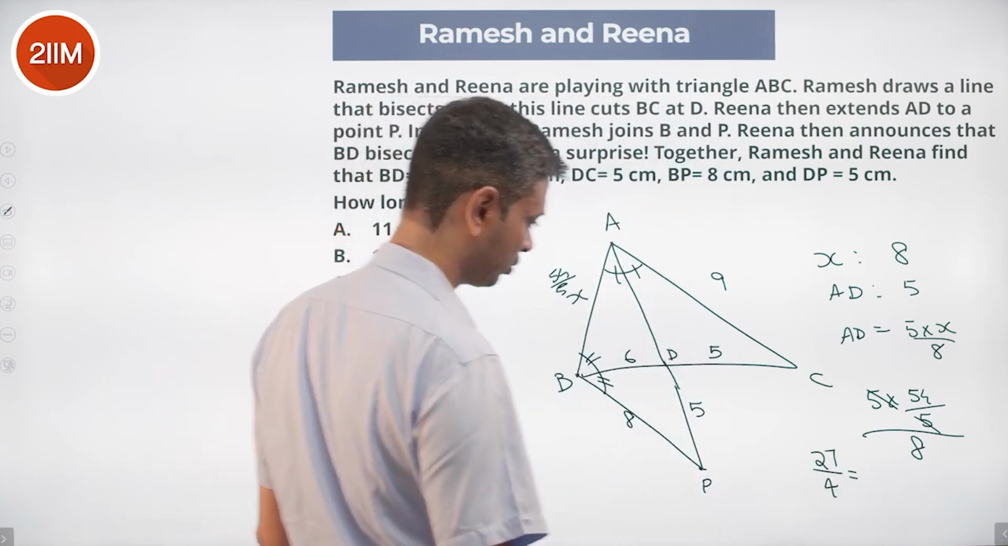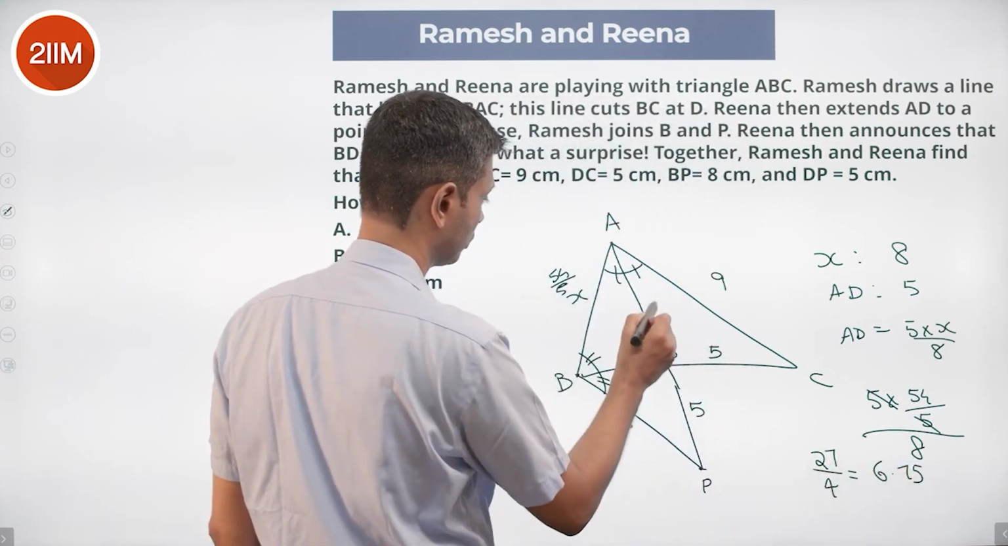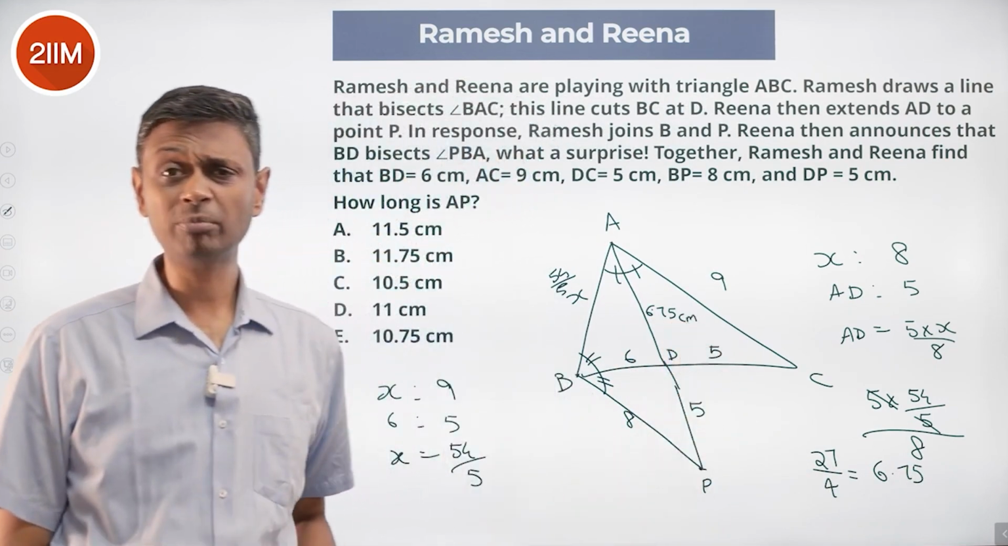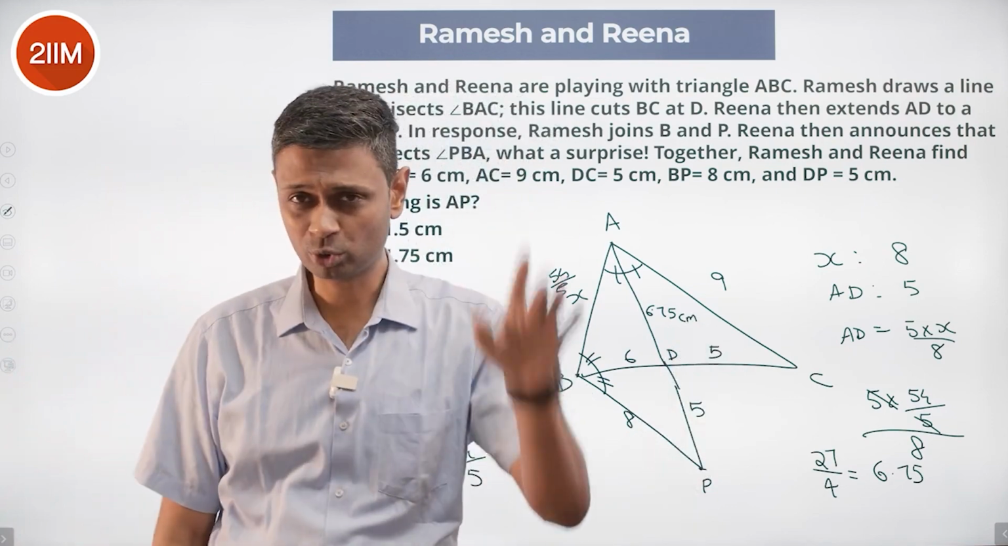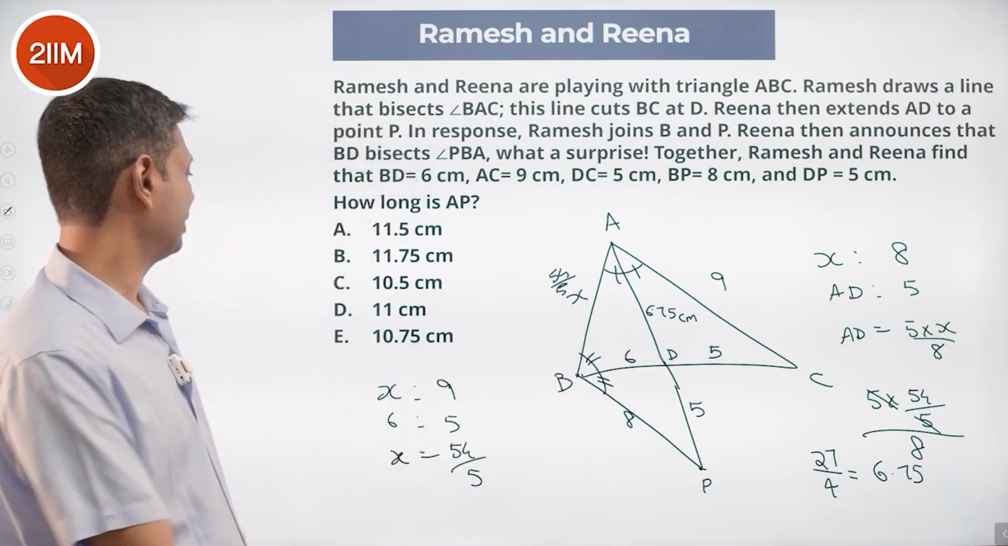Answers in decimal, so I'm going to get this in decimal. 6 and 3 by 4, 6.75. 6.75 centimeters. Angle bisector theorem plugged twice over, nothing more than that. 6.75 plus 5, 6 plus 5 is 11, 11.75.